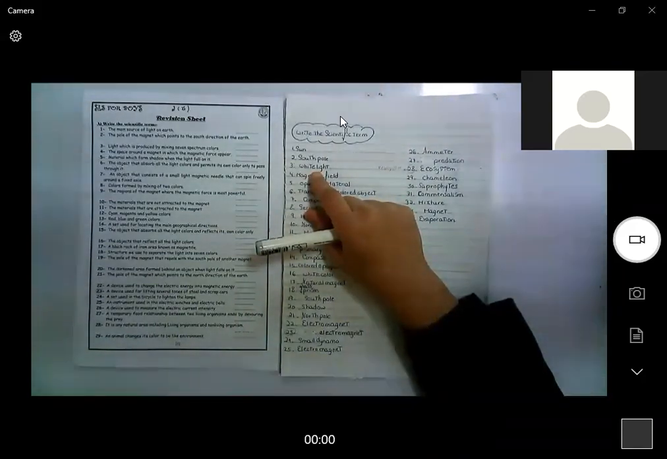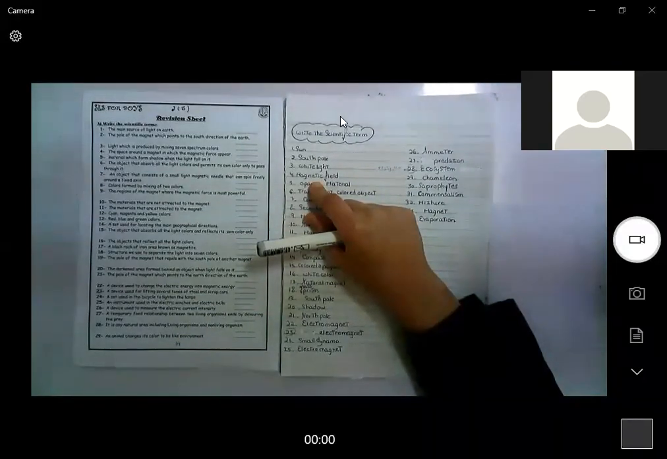Number 4, the space around a magnet in which the magnetic force appears. When I ask you the space which is around the magnet, you have to write magnetic field. The space around the magnet is called magnetic field.